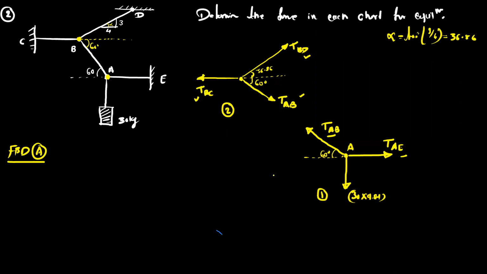So you can use Lami's theorem. So this angle is 90 degrees. This total angle is 90 plus 60, so this is 150. So 360 minus 90 minus 150, so this is 120.